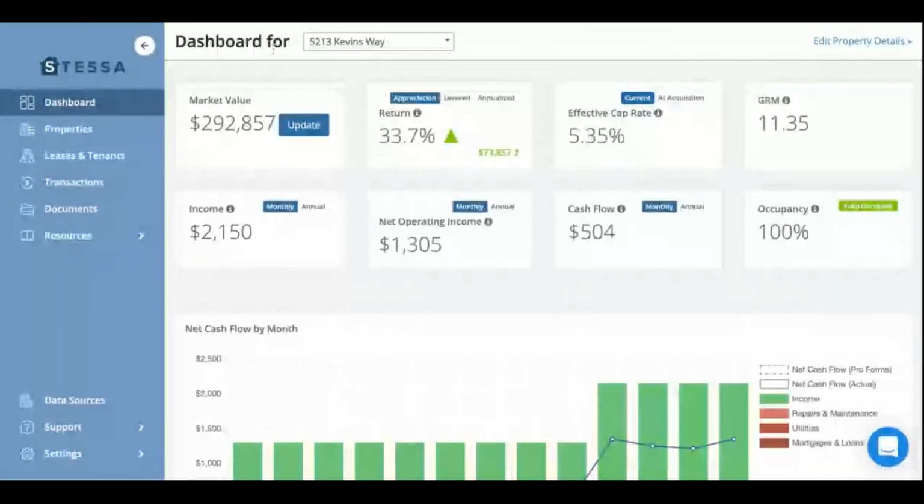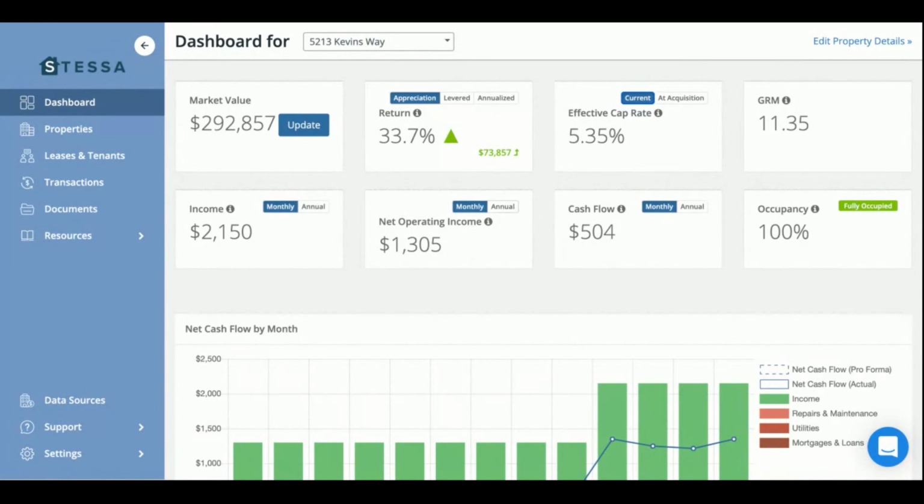Thank you, Brad. We'll pull up Chris's portfolio once again. Here we are back on the dashboard for Chris, the property 5213 Kevin's Way. Again, we have a simple square here with the effective cap rate of 5.3. We also have the visible market value of the property and the net operating income. As Brad mentioned, it is per annum.